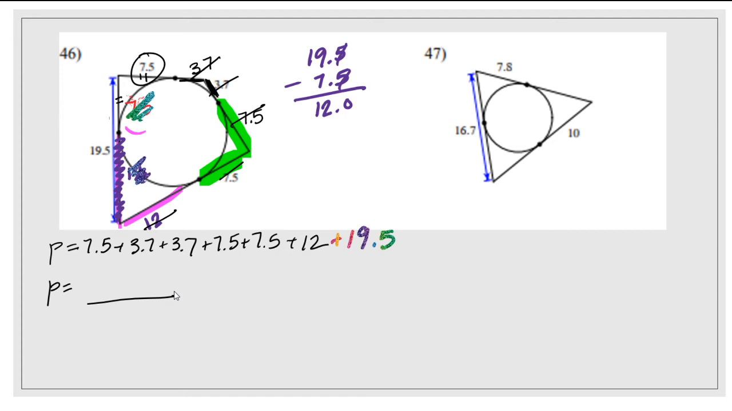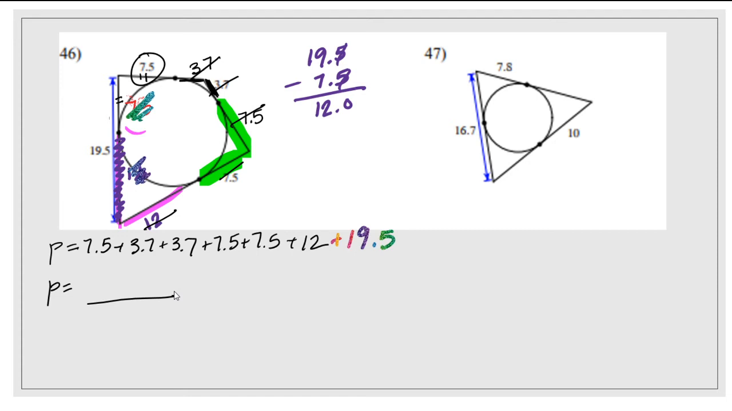I am going to go back and erase these. Oh, man. Erase those numbers and rewrite them just so y'all can see them if you want to look back. This is 12 from here. Okay. On to number 47.